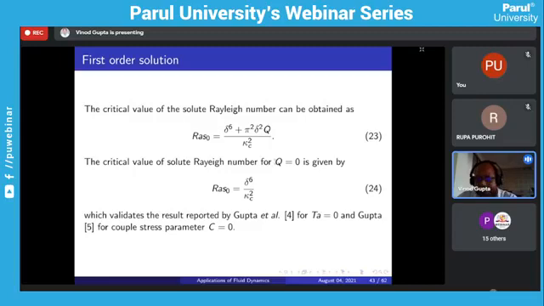This Q is the Chandrasekhar number. The Chandrasekhar number corresponds to the Lorentz force, right? Because we have applied the magnetic field, this Q will come into the picture. That is the Chandrasekhar number.